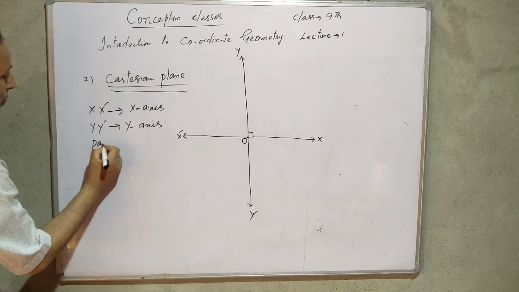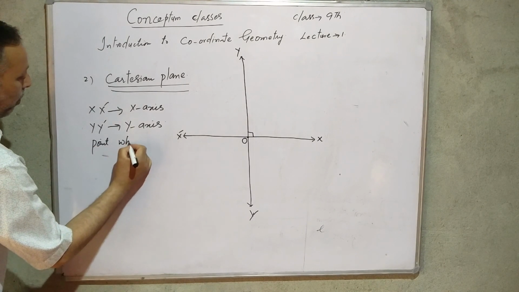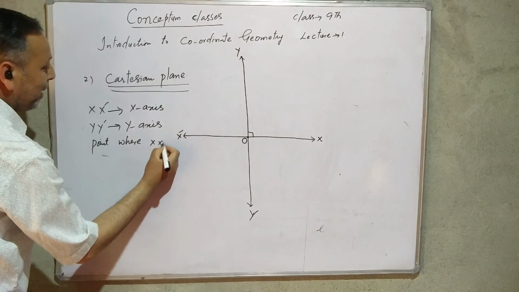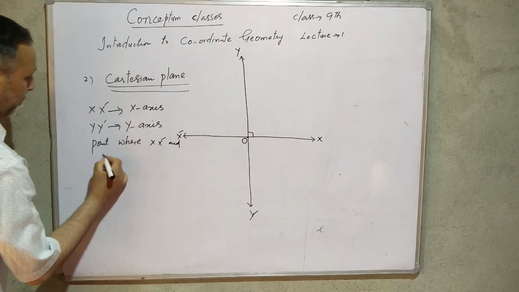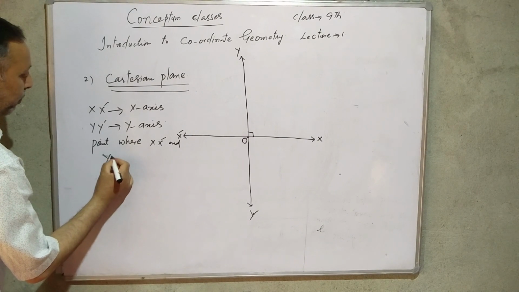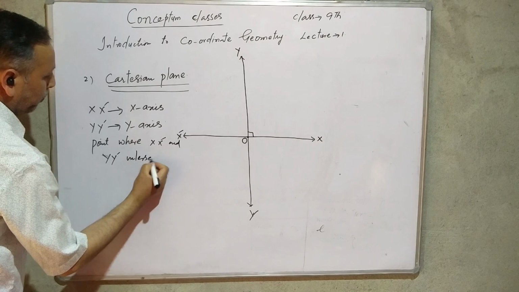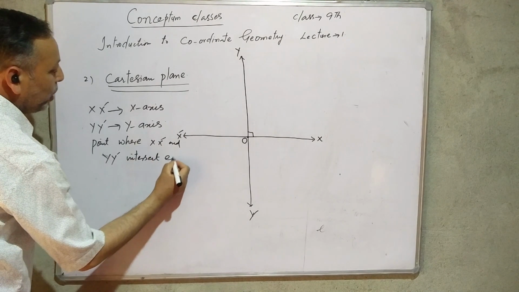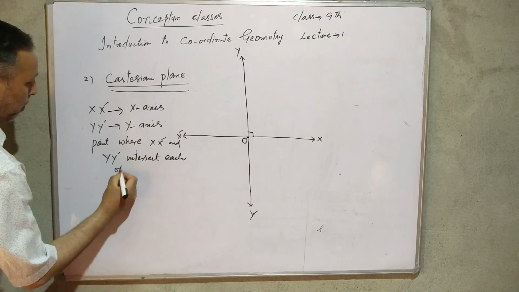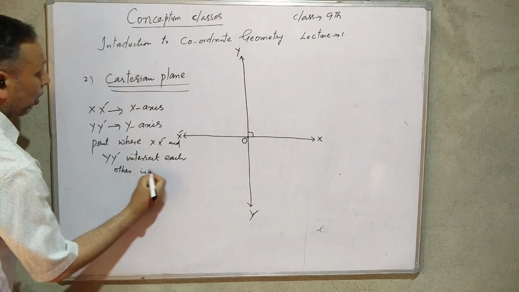The point where the x-axis and y-axis intersect each other is called origin.